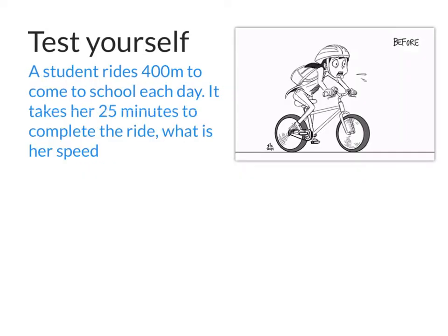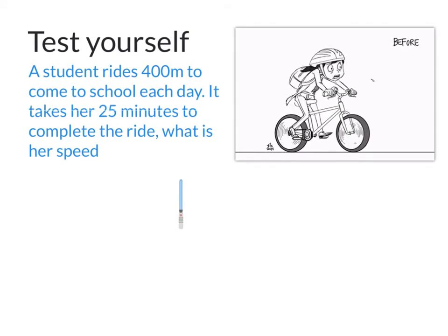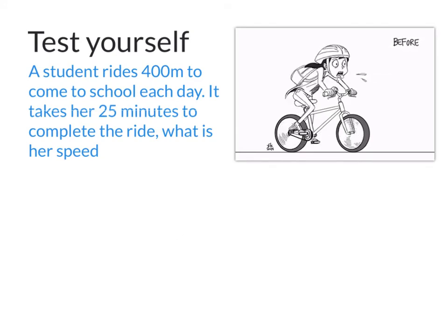Alright, moving on. Let's change it up a bit. We've got someone riding a push bike. This person rides a push bike 400 meters to come to school every day, and she takes 25 minutes to ride. Notice we're using it differently. We're not using meters a second anymore. We're talking about meters and minutes. So we have to calculate her speed. I'm going to give you a little bit of time to do that, and then we'll look at the answer.